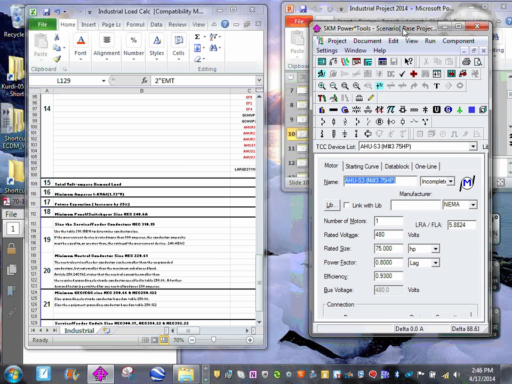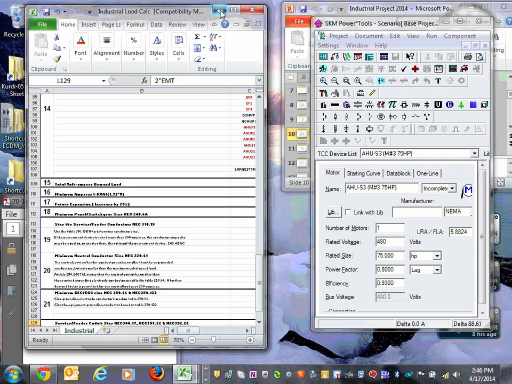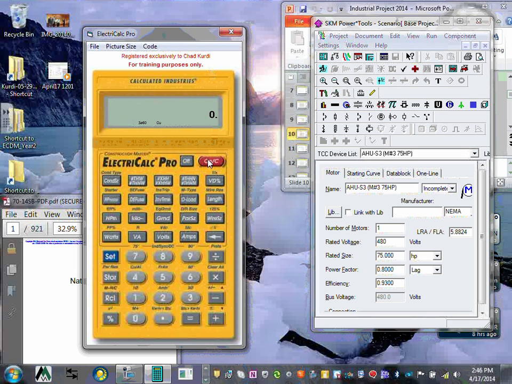Let me show you the calculator as well, as long as we're on it. This is how you use this one to size an overcurrent protective device. My voltage system is 480 volts, and I have a 75 horsepower motor, and that's where you put your horsepower. Then I need the full load amp. Here you go, here's your full load amp, 96.